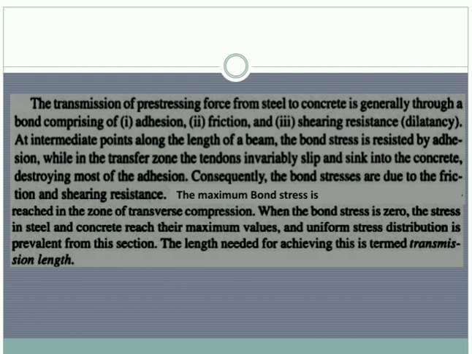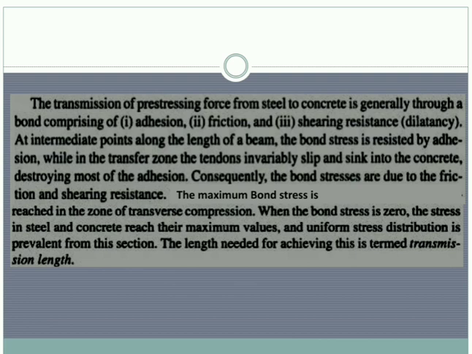The transmission of pre-stressing force from steel to concrete is generally through a bond comprising adhesion, friction, and shear resistance. At an intermediate point along the length of a beam, the bond stress is resisted by adhesion, while in the transfer zone, the tendons invariably slip and sink into the concrete, destroying most of the adhesion. Consequently, the bond stresses are reduced due to friction and shearing resistance. The maximum bond stress is reached in the zone of transverse compression. When the bond stress is 0, the stress in steel and concrete reaches its maximum value, and uniform stress distribution prevails from this section. The length needed for achieving this is termed the transmission length.